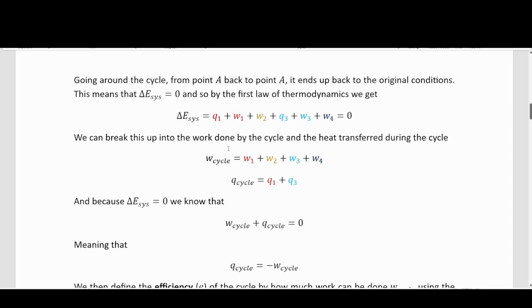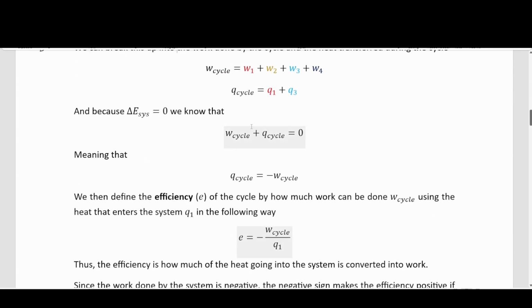We can break this up into the work done by the cycle and the heat transferred during the cycle. So this is just the work terms right here, then the heat terms right here. Because the change in internal energy is 0, adding both of those up will be equal to 0, meaning that the heat of the cycle is equal to the negative work of the cycle.